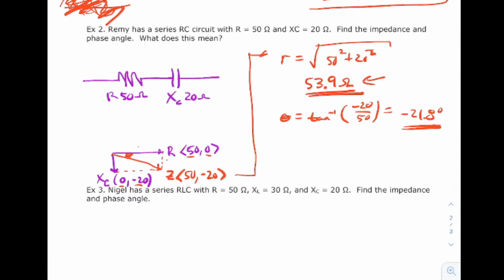Okay, and then again, the negative phase angle means that voltage trails the current. The voltage is down here. This is where the current is. The current is with the resistor. So remember, they spin this way, so you can see the voltage is coming after, right? Whenever you have a negative angle, the voltage trails the current.